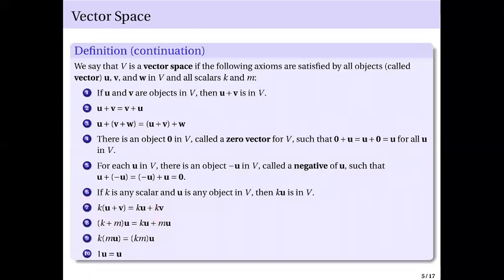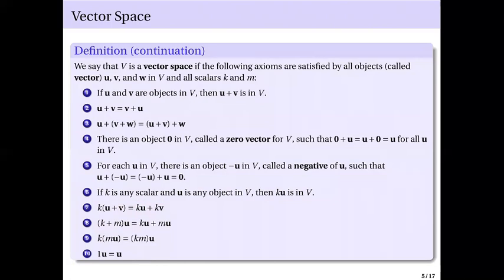They are the binary operation on the set V. Because from axiom number 6, Ku will be an object in capital V, and Kv is also an object in capital V. Therefore, these are objects from capital V. So if you add them, you must have the addition on the set V.